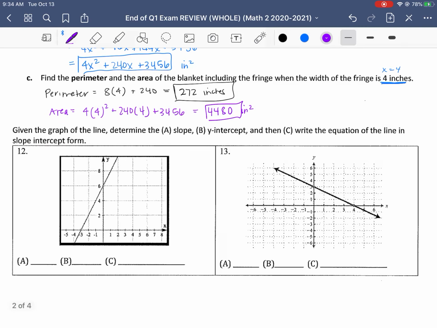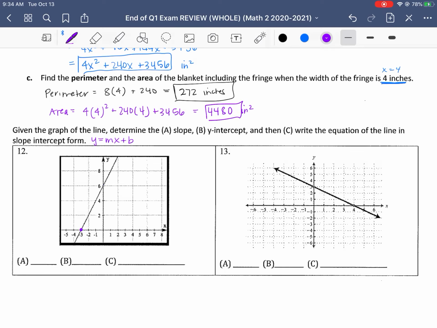All right. Number 12 and 13, these deal with linear functions. It asks us to find the slope, find the y-intercept, and then write the equation of the line in slope-intercept form, which remember is mx plus b, where m is the slope, b is the y-intercept.